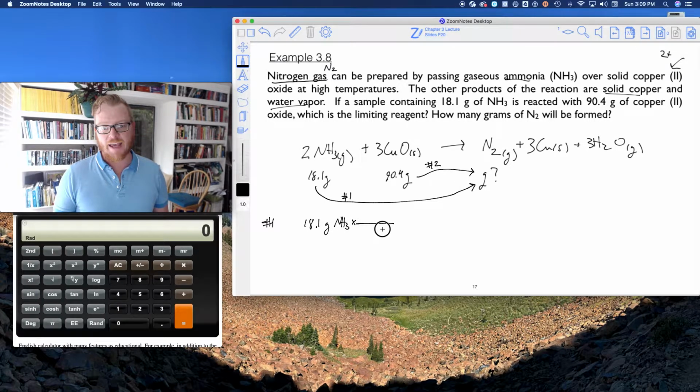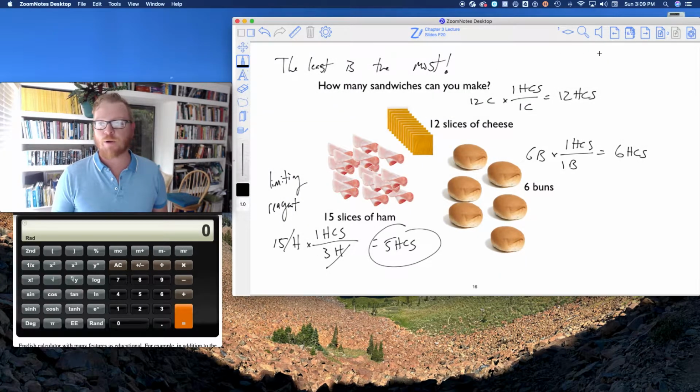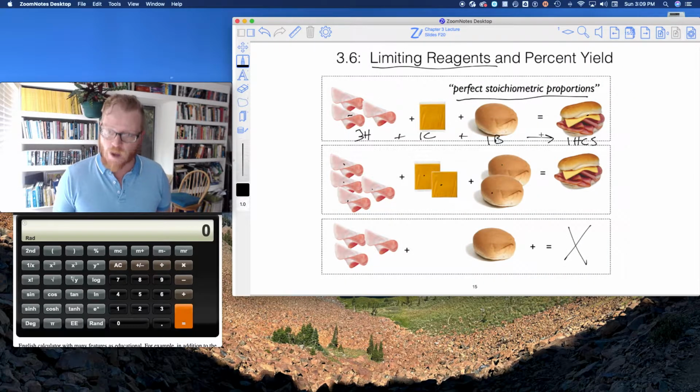Okay, so here I need to cancel my grams of NH3 and make it moles of NH3. And I do that with the molar mass. If you look up the mass of nitrogen and hydrogen and do all that, you should get 17.02 grams of NH3 in 1 mole. Great, so I can cancel those. And now I need to convert moles of NH3 into moles of N2, just like I did back here, right? Where I said, I know that in my perfect ratio, 3 slices of ham makes 1 ham and cheese sandwich. So that's my conversion factor from one reagent to another reagent, or from one reagent to, in this case, a product.